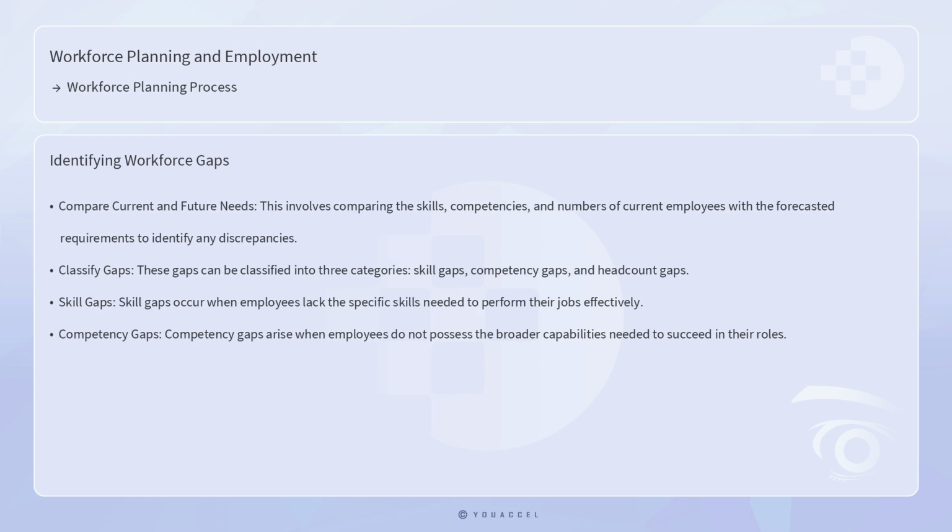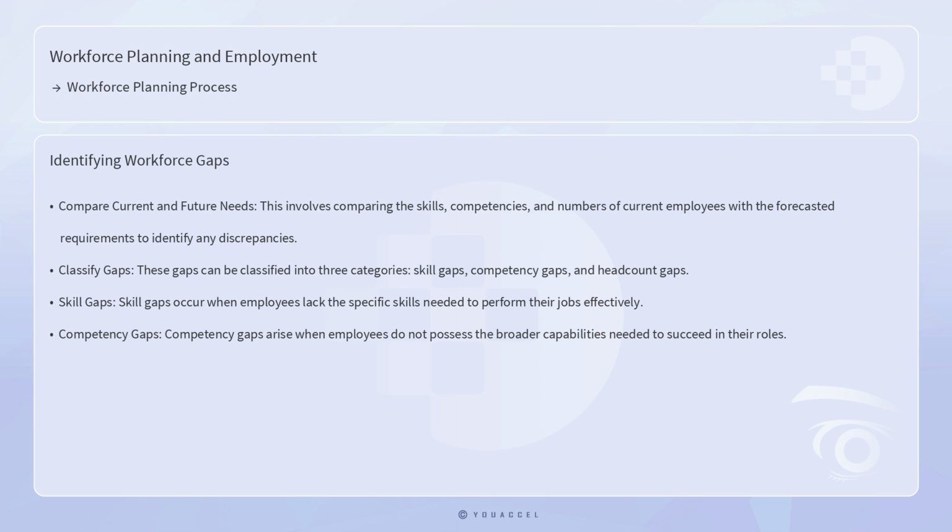Once future workforce needs have been forecasted, the next step is to identify gaps between the current workforce and future needs. This involves comparing the skills, competencies, and numbers of current employees with the forecasted requirements to identify any discrepancies. These gaps can be classified into three categories: skill gaps, competency gaps, and headcount gaps.